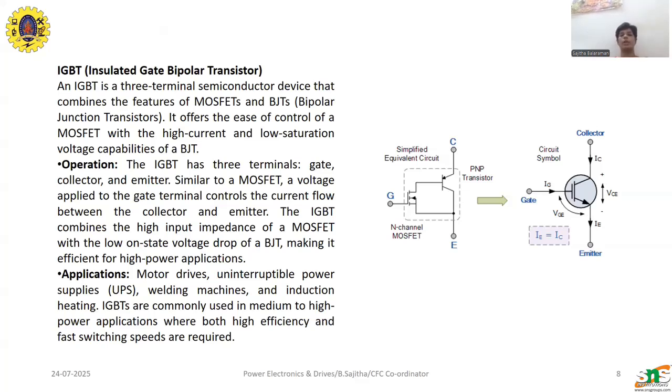Coming to its applications, they are used in motor drives, uninterruptible power supplies, that is the UPS, welding machines, and induction heating. IGBTs are commonly used in medium to high power applications where both high efficiency as well as fast switching speeds are required. Also, it is capable of handling high power applications.